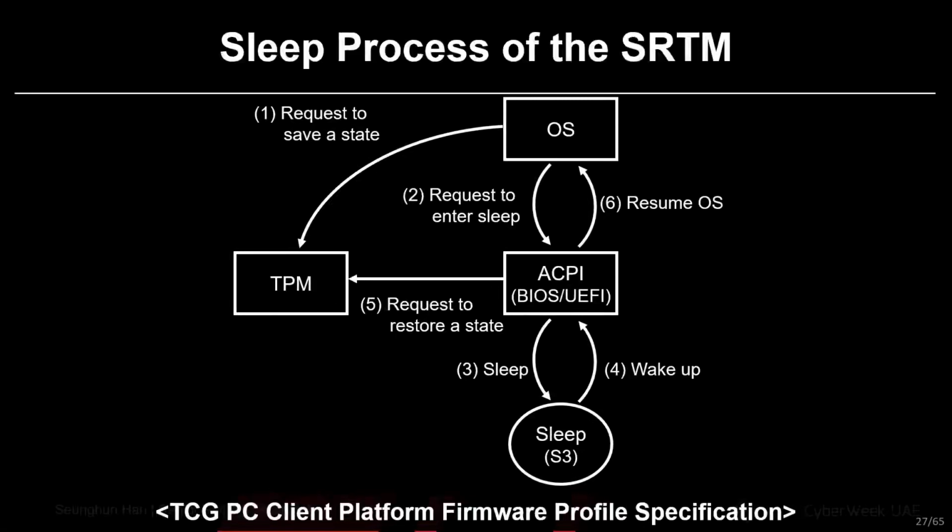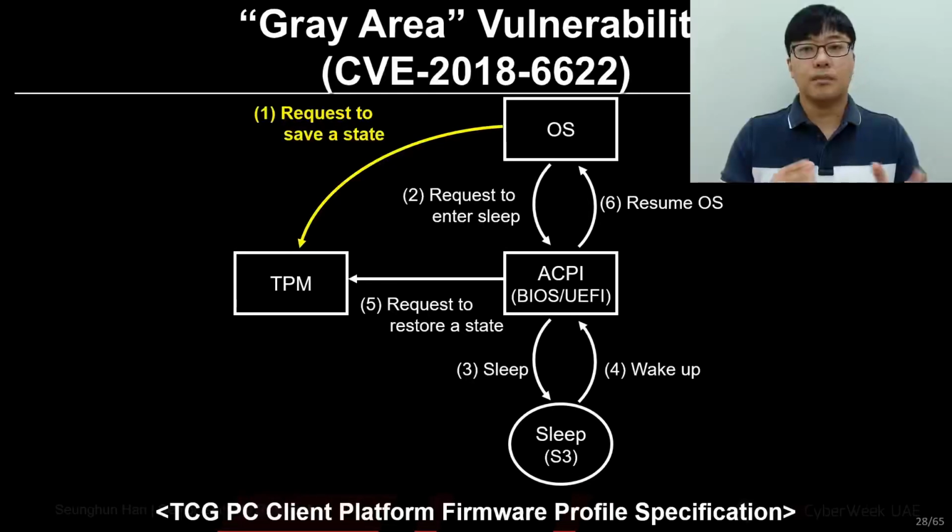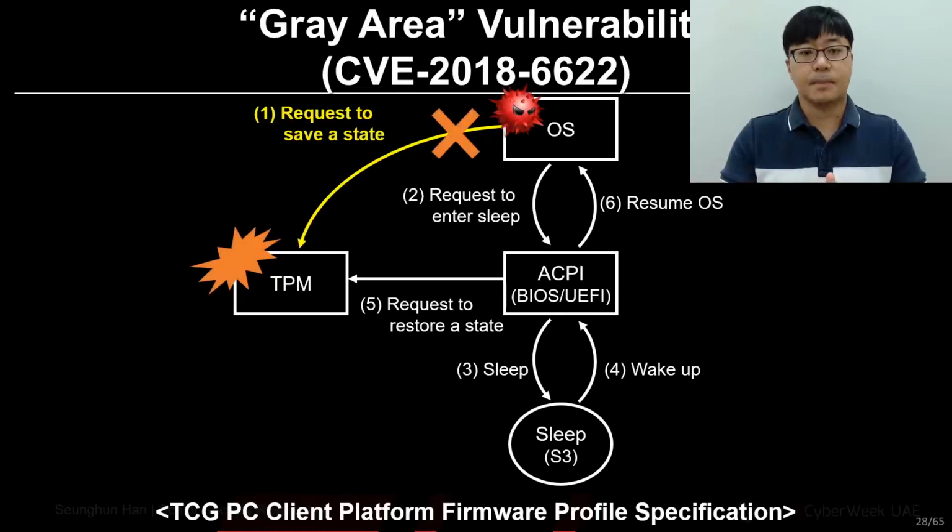This is the sleep process of SRTM. The important point of this process is the interaction of the operating system and the ACPI module. For the ACPI sleep process to work correctly, the operating system and the ACPI module have to collaborate with each other in a predefined order. What if the operating system is compromised and does not notify the TPM of sleep? This is the SRTM vulnerability, and I call it the gray area vulnerability, CVE 2018-622. If you want to know the reason for the name, please check my previous works.